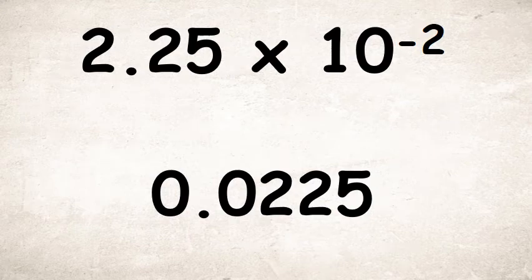(2.25 times 10 to the power of minus 2). Again minus 2, so power negative implies a small number. We shift to the left 2 places, and that gives us 0.0225.